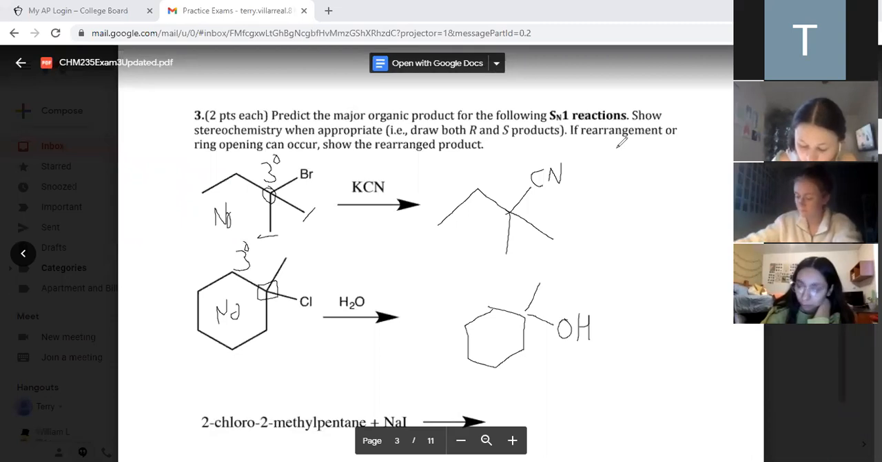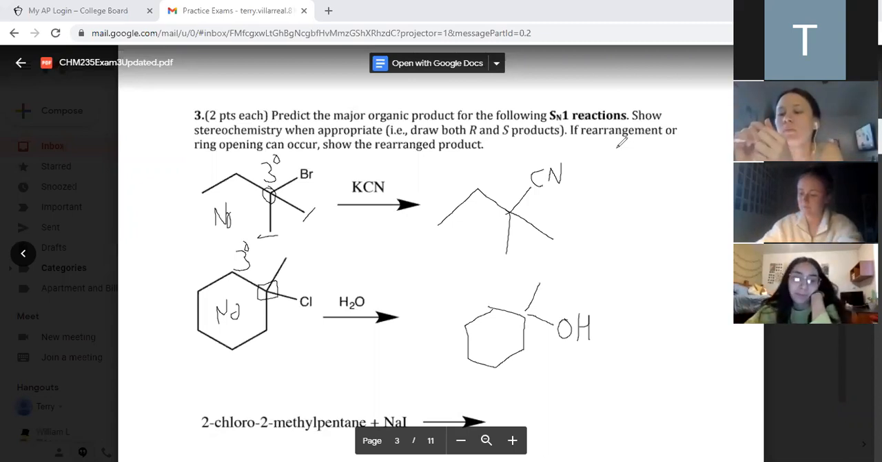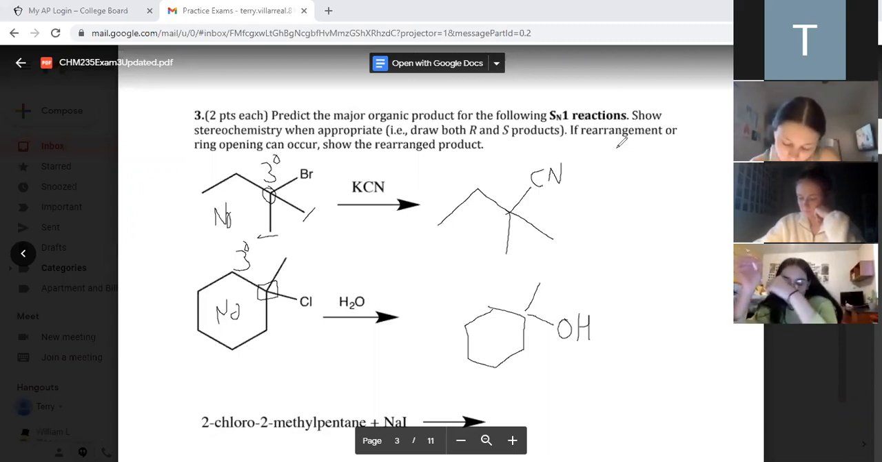How'd you guys do on that one? I saw some head shaking as I was explaining stuff, so I saw maybe some small errors. I treated them as if they were stereocenters, so I had the enantiomers. Yeah, that's something you always have to watch out for.